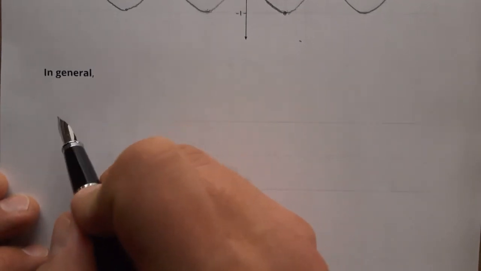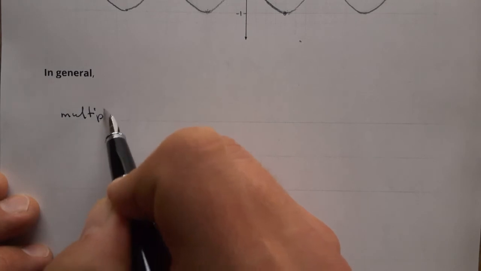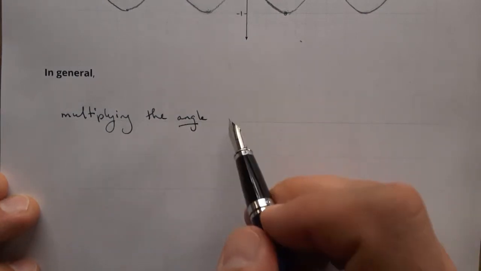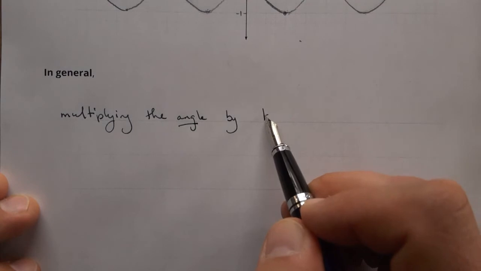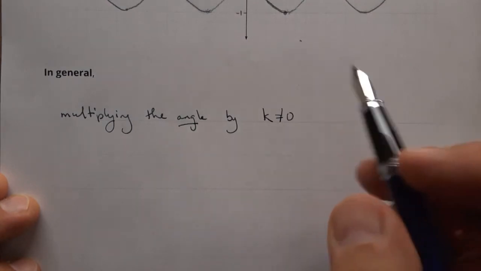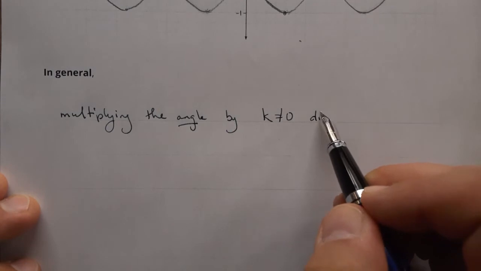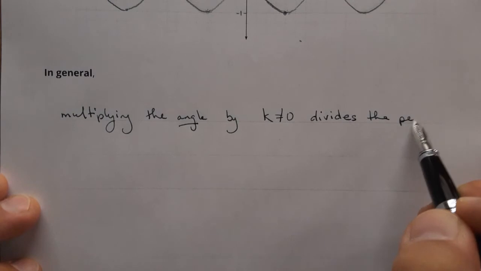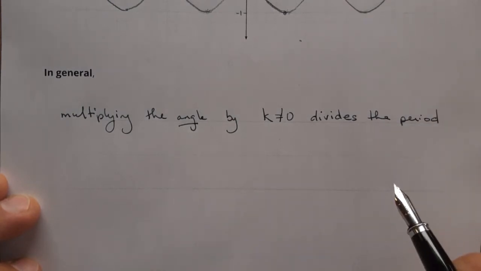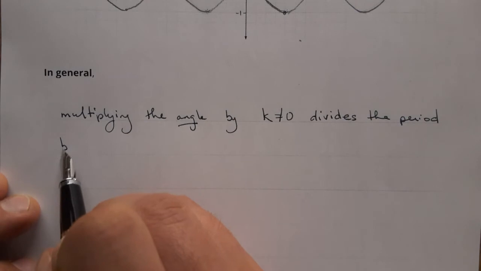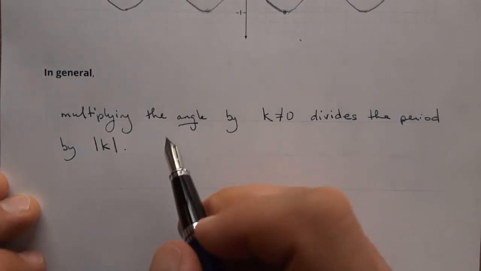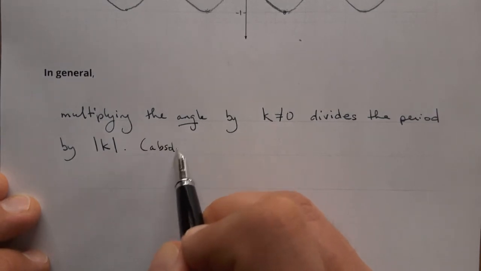So in general, multiplying the angle, notice we're not multiplying with the function, but just the angle, multiplying the angle by some number, I'm going to call it k, which is not 0. This has the effect of dividing, so multiplying by k divides the period. Take that period of 360 and cut it down by how much? By the absolute value of k. So once again, that's the positive version. Let me just write that down.